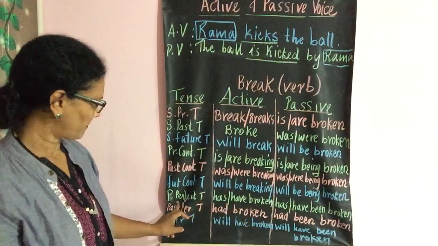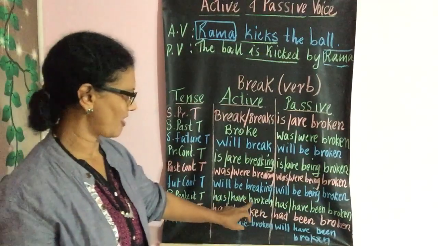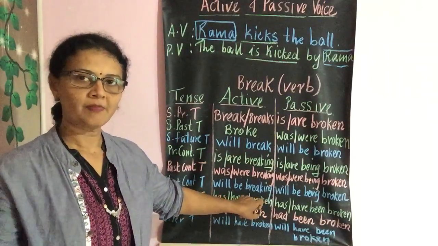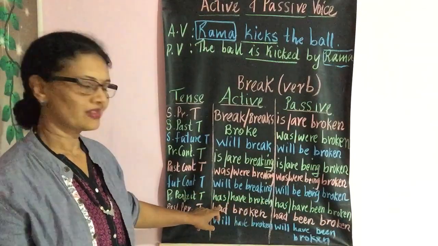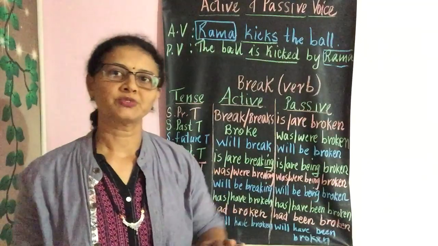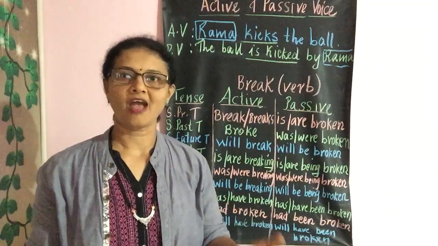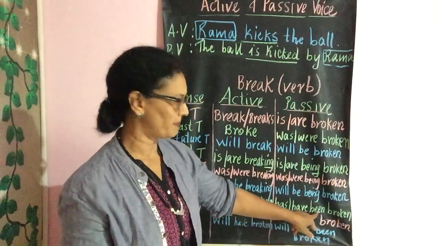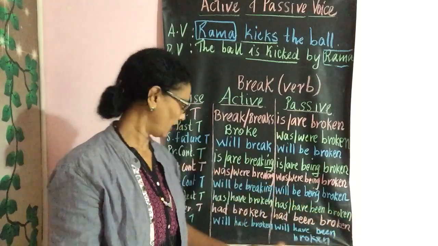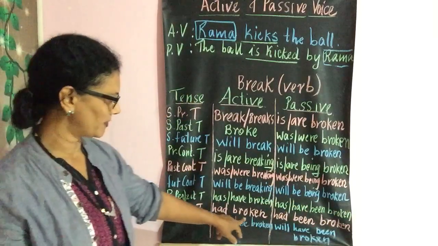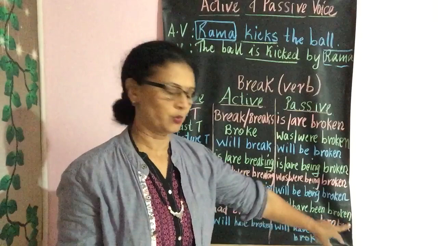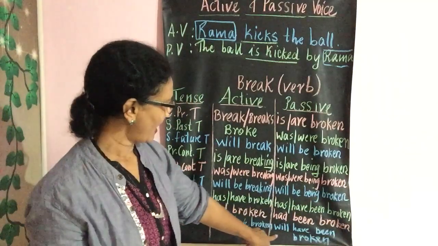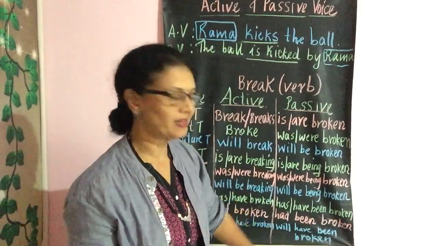Then present perfect is has, have, broken. Now you see here, broken is already used here, past participle. And remember, when we are talking in the perfect tense, always we have to use the past participle, like has broken, have broken, had broken. And that is changed to has, have, been broken. Then come to past perfect, had broken, changes to had been broken. Future perfect, active form is will have broken and the passive form is will have been broken.